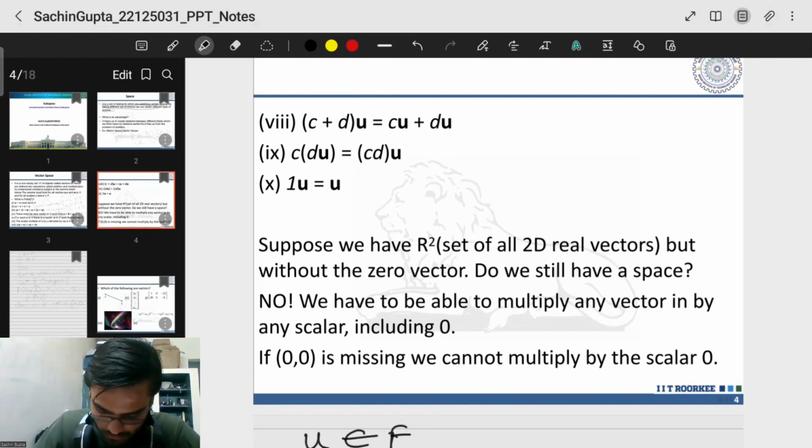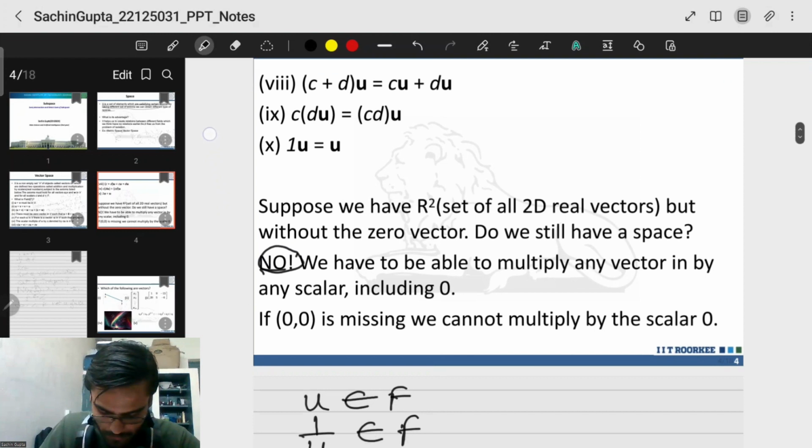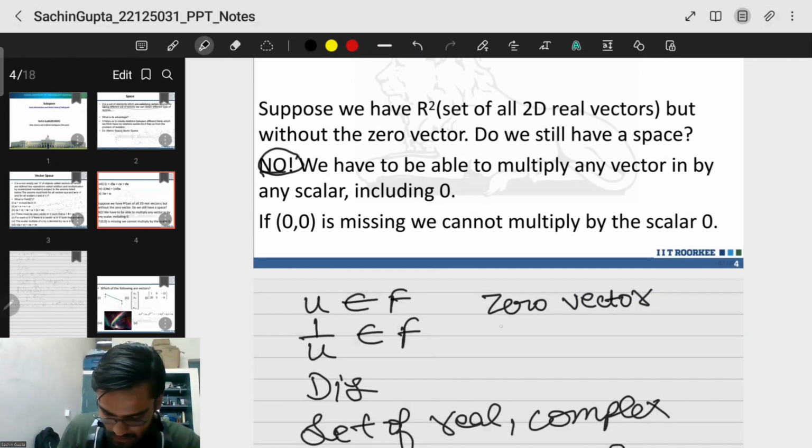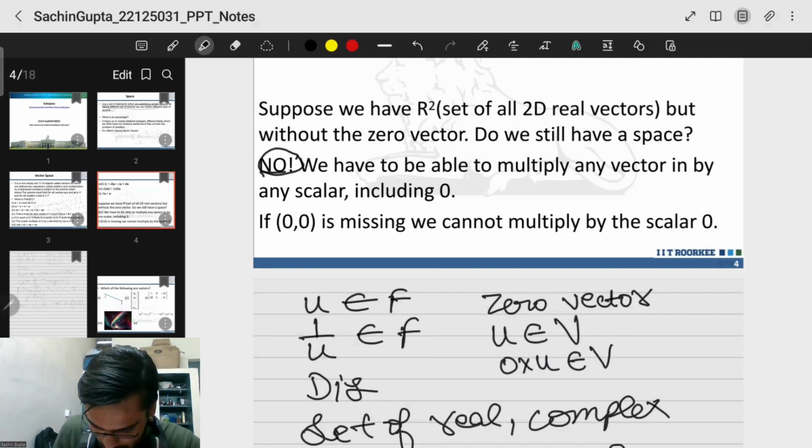Now let's have one question. Suppose we have R2 but without the zero vector, do we still have a vector space? The answer is no. Why? Because the zero vector must always be there. If u belongs to the vector space, then 0 times u must also belong to the vector space, that is, 0 belongs to the vector space. So in every vector space, the zero vector must be included. Okay.